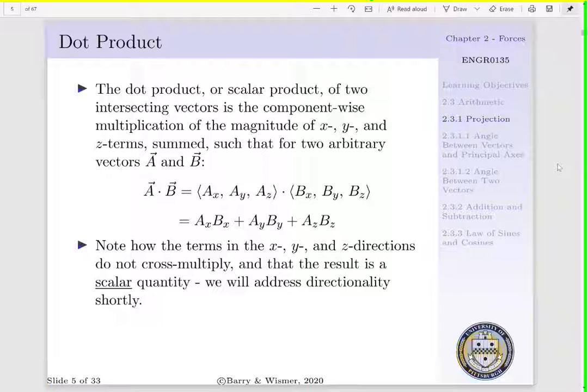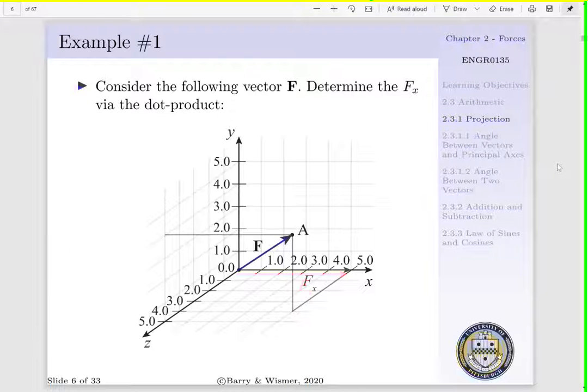Now in a component-wise multiplication, we're going to take ax times bx, add it to the quantity ay times by, and then we're going to add that to the quantity az times bz. Now notice how these terms do not cross-multiply, and that our resultant is a scalar quantity. Now we're going to address directionality shortly. That is how we take into account our unit vectors that are associated with these magnitudes. Now let us look at an application of this.